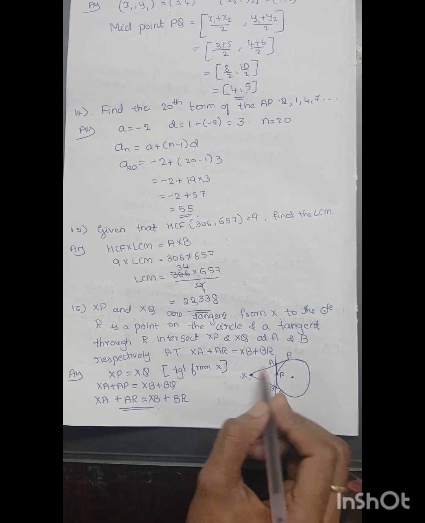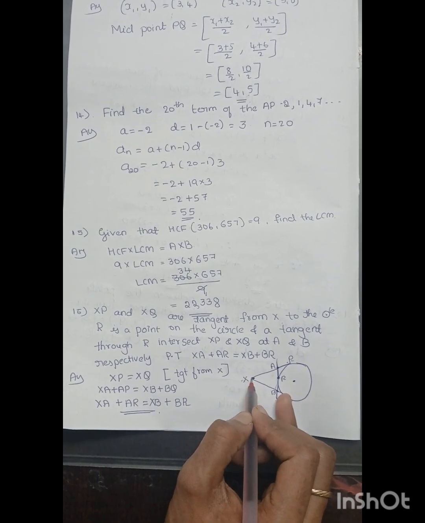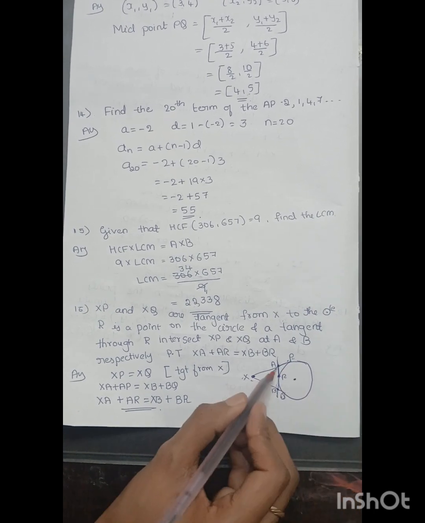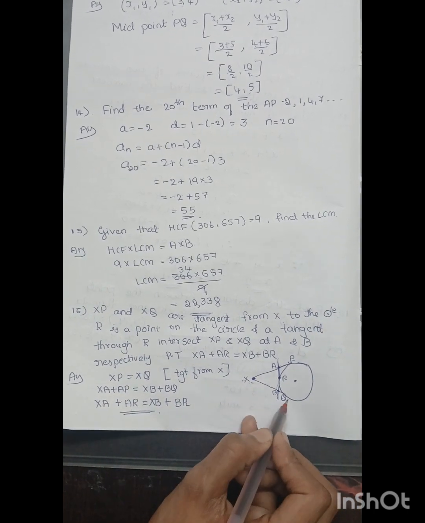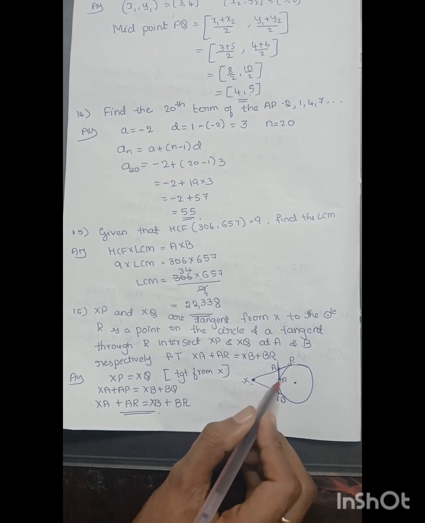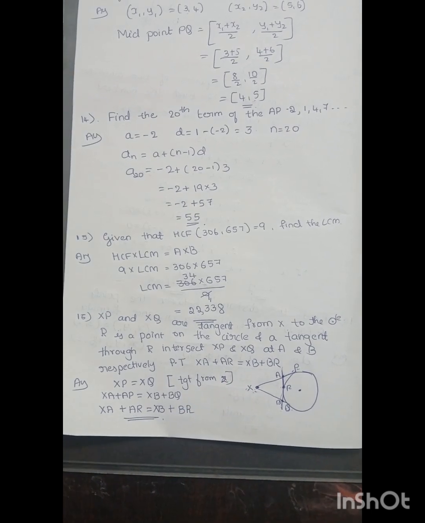So we know that XP equal to XQ, because tangents drawn from X. So XP can be written as XA plus AP, but AP equal to AR, so in the place of AP, AR. XQ can be written as XB plus BQ. In the place of BQ, we can write BR. This is also from theorem 2.